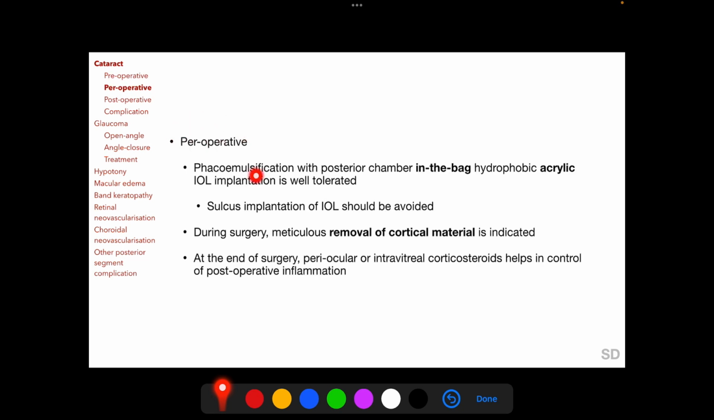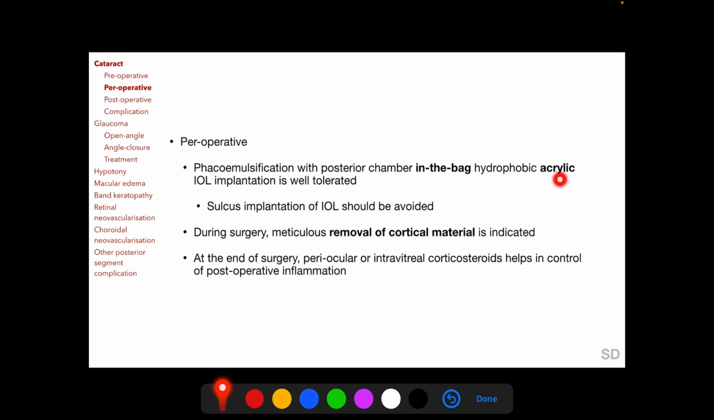Peroperatively, phacoemulsification is the method of choice of cataract extraction with posterior chamber in the bag hydrophobic acrylic IOL implantation being well tolerated in patients with uveitis. Achieving in the bag IOL implantation in uveitis patients is very important because it prevents the IOL material from coming in contact with the uveal tissues.